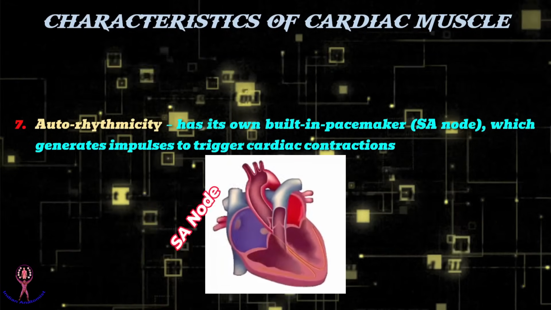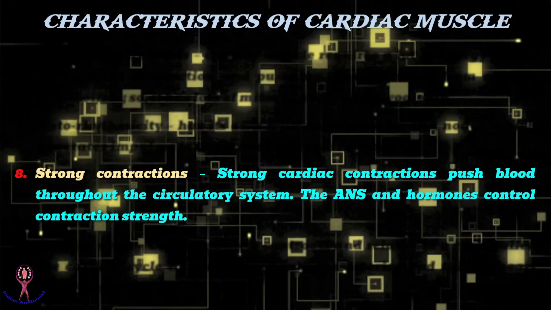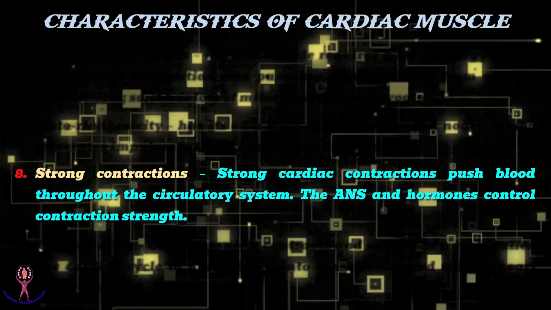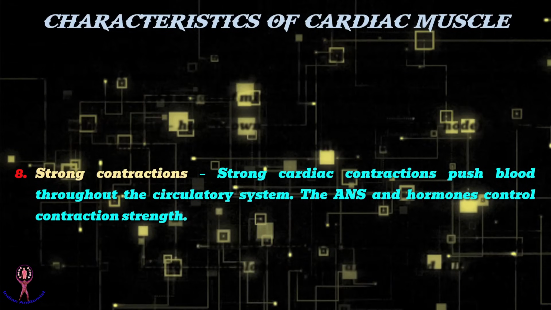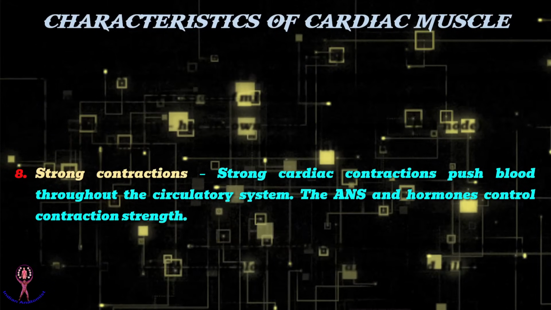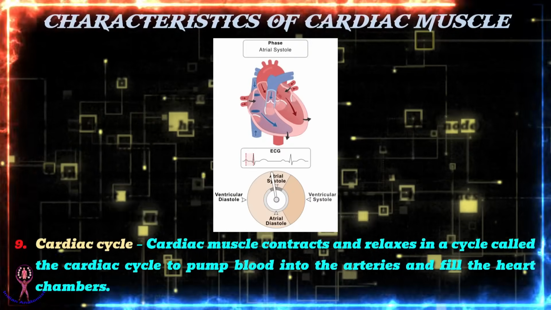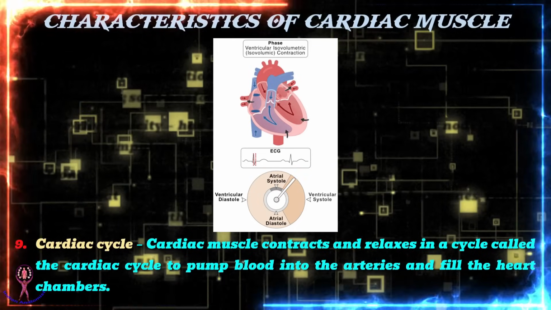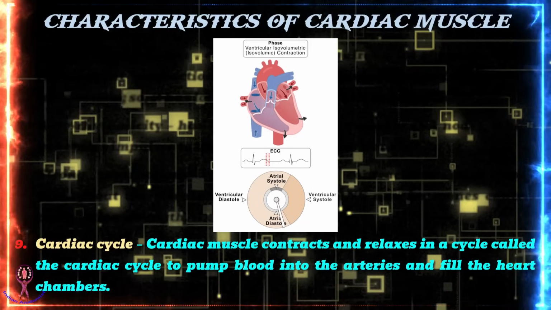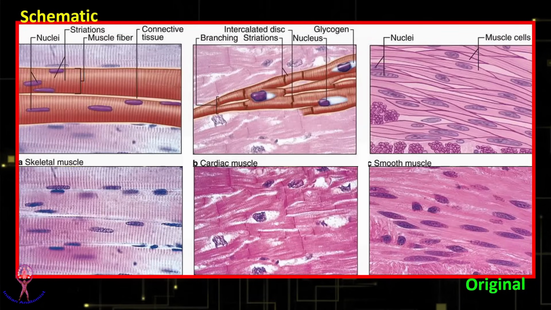cardiac contractions. Number 8 is strong contractions. Strong cardiac muscle contractions push the blood throughout the entire circulatory system. The autonomic nervous system and hormones are responsible for controlling contraction strength. Finally, number 9 is the cardiac cycle. Cardiac muscle contracts and relaxes in a cyclic manner, called the cardiac cycle, to pump the blood into the arteries, and fills the heart chambers.